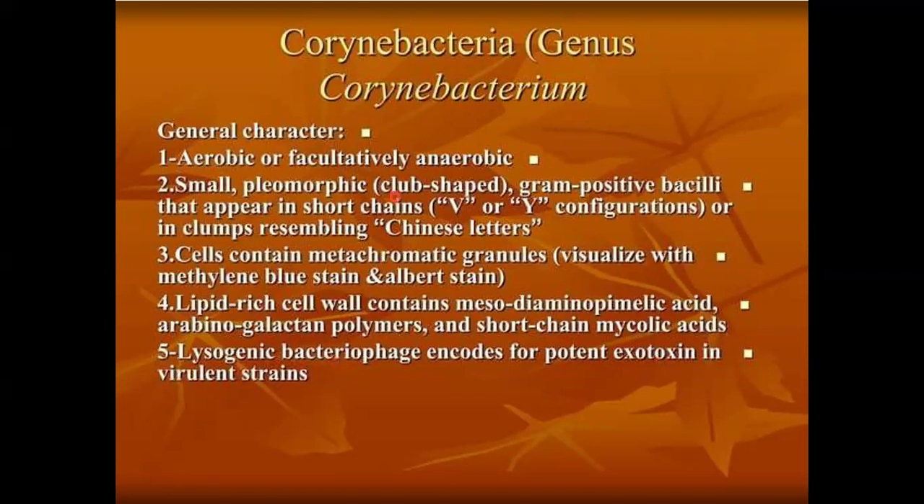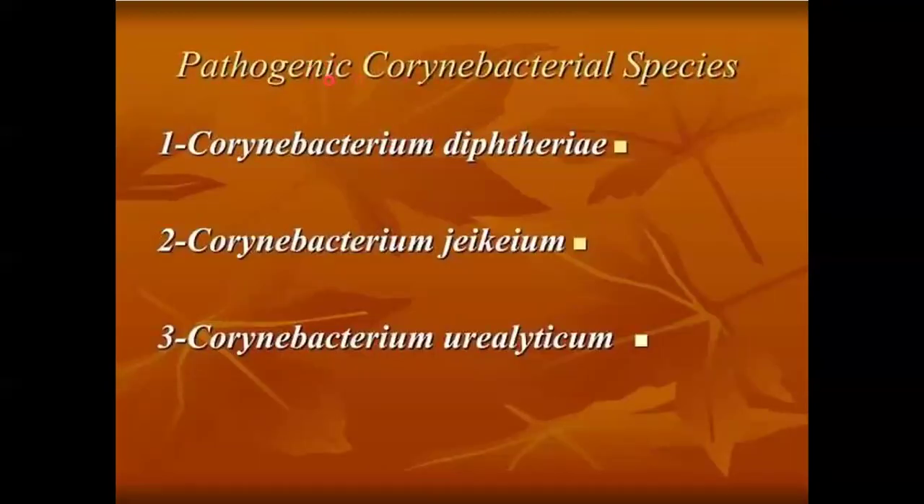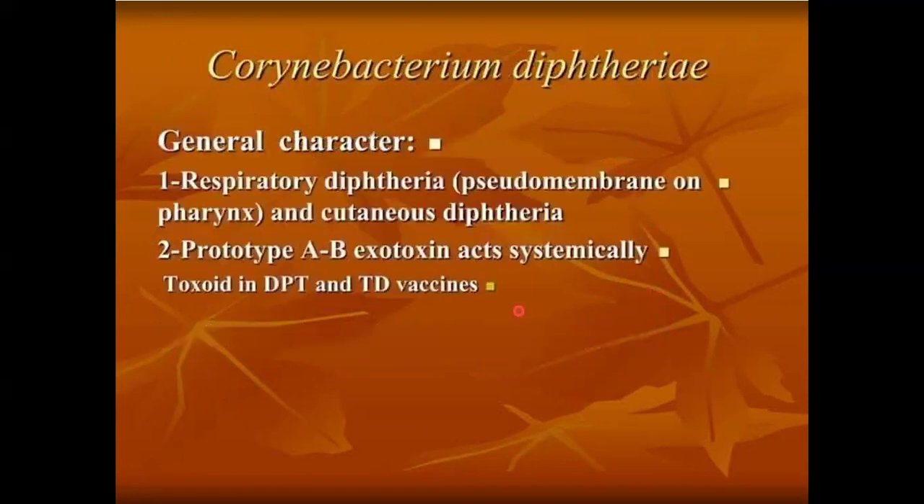Okay, so these are the general characteristics, as you can see here. And then, can you see the shape? What shape is this? There is a pointy end and a straight end. So it looks like a club. Okay. We call it club-shaped Chinese character distribution. So among the Corynebacteria species, we are interested in this one, Corynebacterium diphtheriae. These are the other ones.